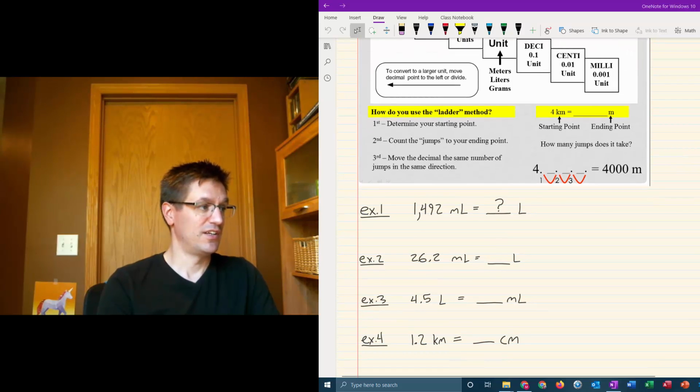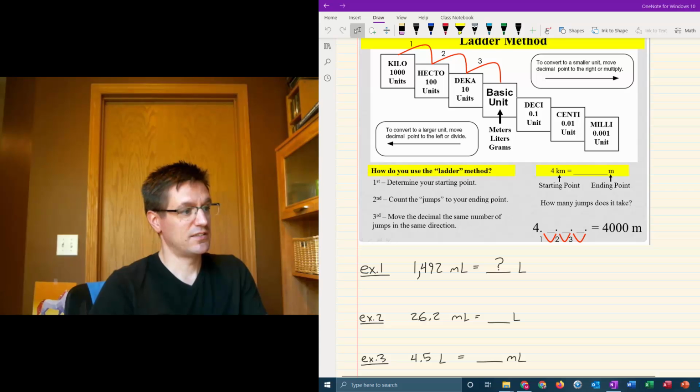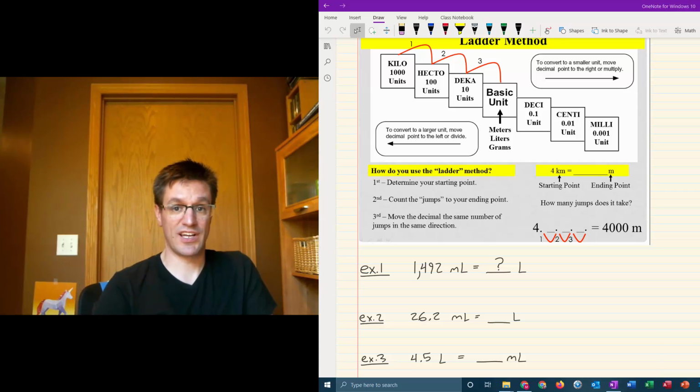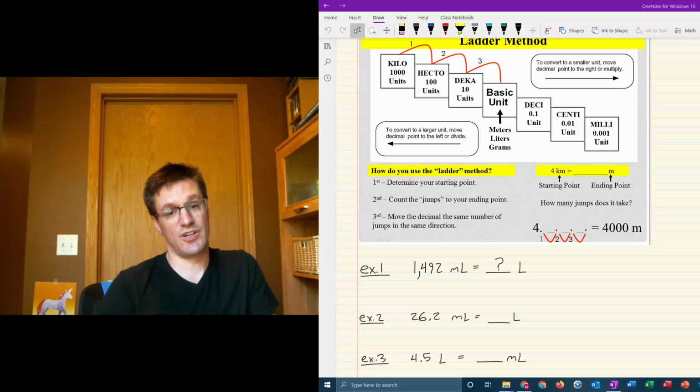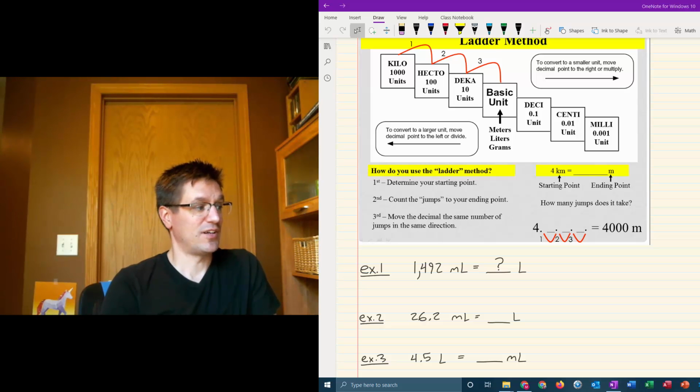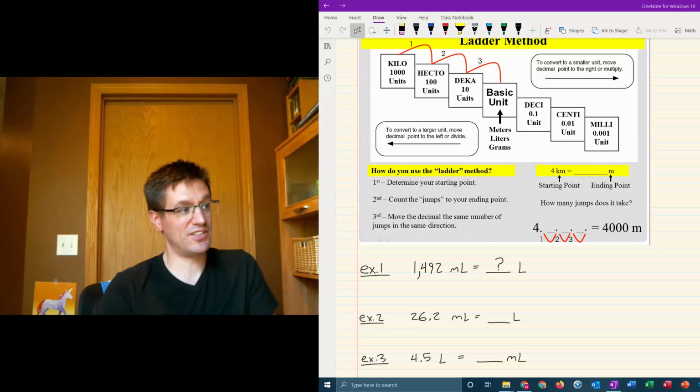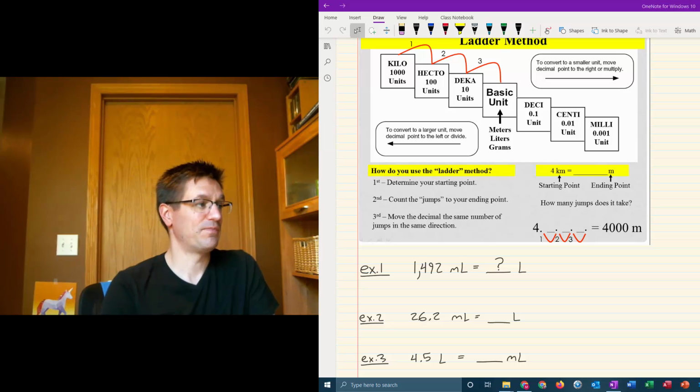So for example, let's say I made a measurement of 1,492 milliliters, and I want to know how many liters that is. Well, step 1, determine my starting point. My starting point is milli, right here. And then I count how many steps to my ending point, which is liter. Now the liter is a basic unit. There's no prefix in front of that. So I'm going from milli to liters, and let's count the steps: 1, 2, 3 steps from milli to liters.